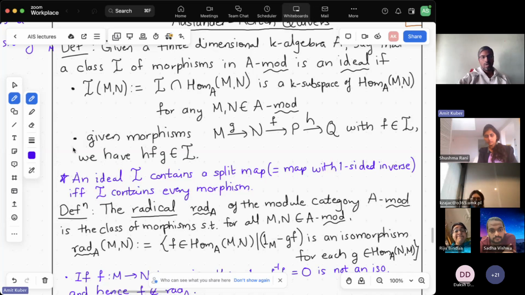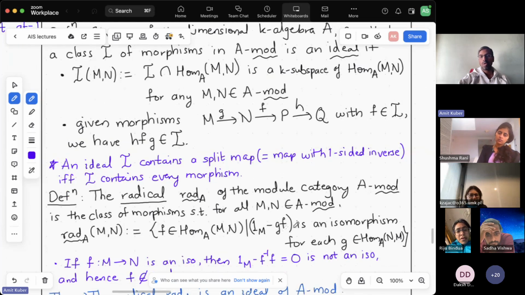Okay, so the radical of the module category now. This is the module category of finite dimensional modules only. We are not talking about the whole thing. I'm describing it by describing the class of morphisms from M to N. These are all the morphisms F such that 1_M minus GF is an isomorphism for each G in Hom(N,M).